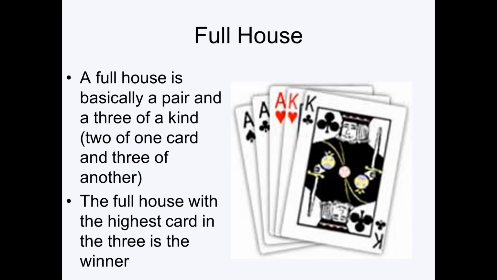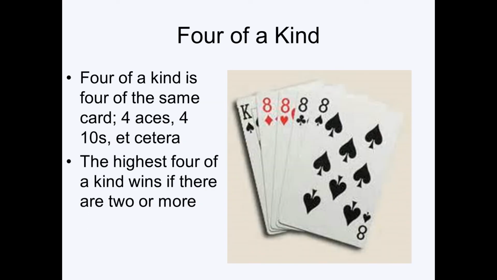All right, what is 4 of a kind? Huh? What is 4 of a kind? 4 cards in the same number. Yeah. 4 of a kind is 4 of the same card. 4 aces, 4 tens, etc. If 2 people have it, the highest 4 of a kind wins.